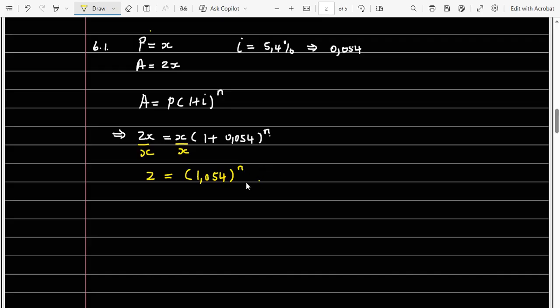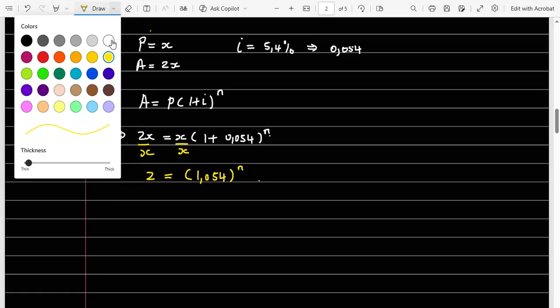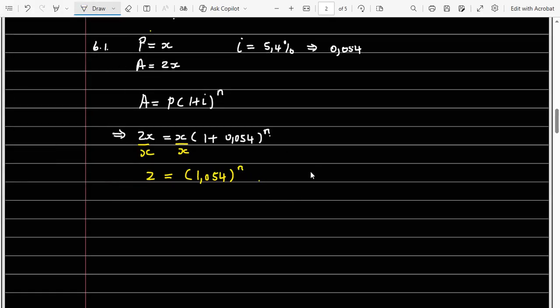And I'm going to use logs. I know that there are different ways that we can make n the subject of the formula using logs. In most cases, we can make the exponent n the subject, so this will be the log of 2 with the base 1.054. You can just do it like that, but let me show you another way that you can do this.